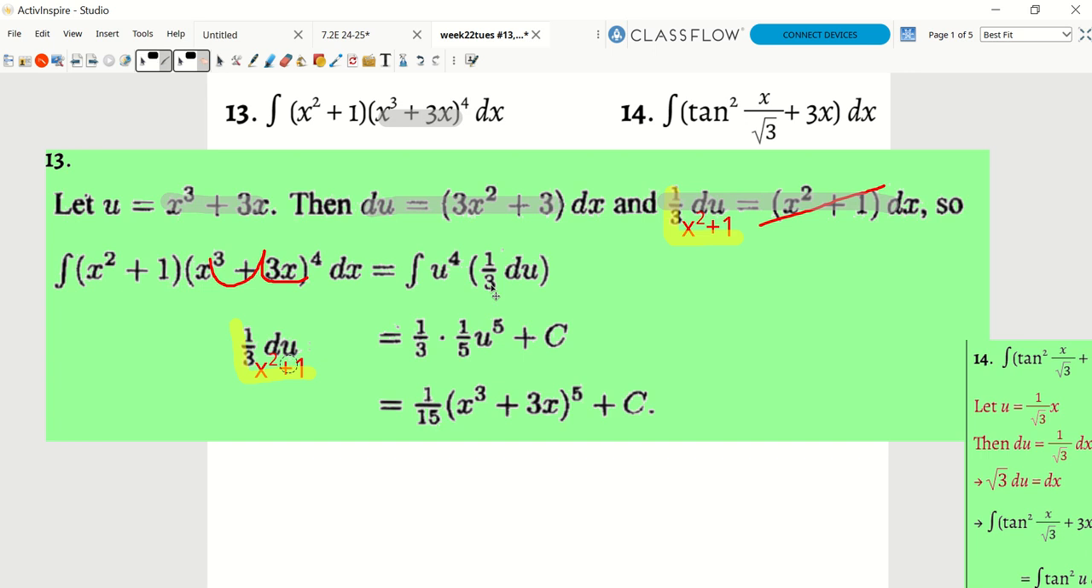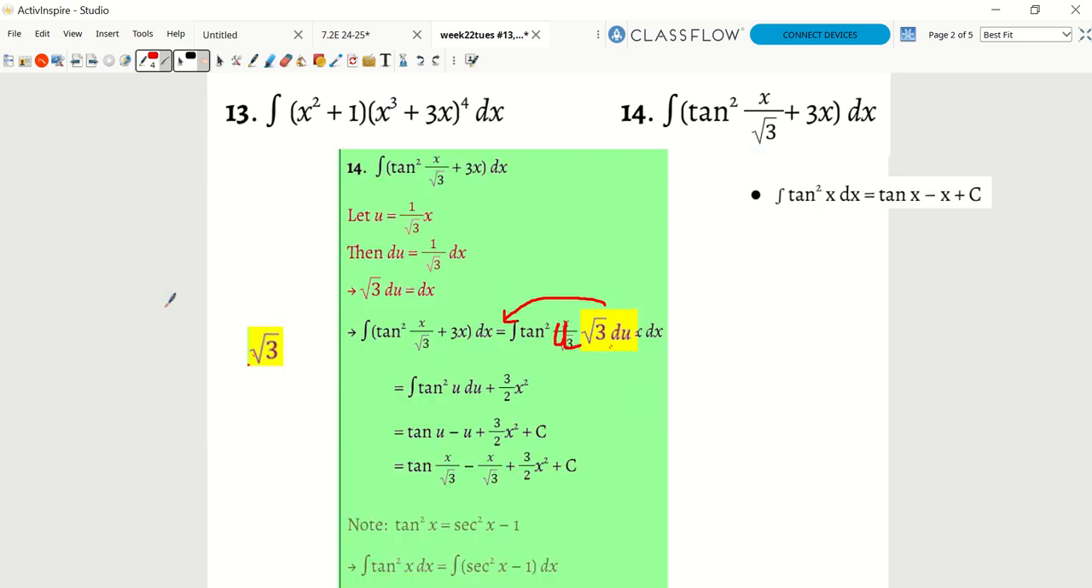So this right here becomes a big U. Dx becomes that. We get some canceling going on. This cancels with that, and you get 1/3 u to the power 4. Use the antiderivative, plug back in u for x cubed plus 3x, and you are done.